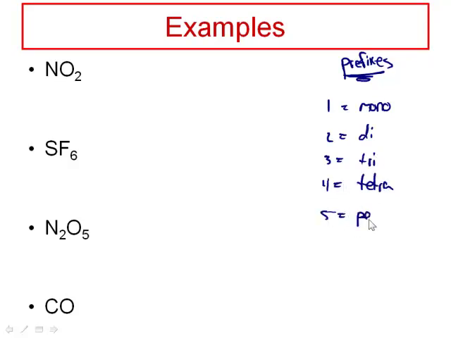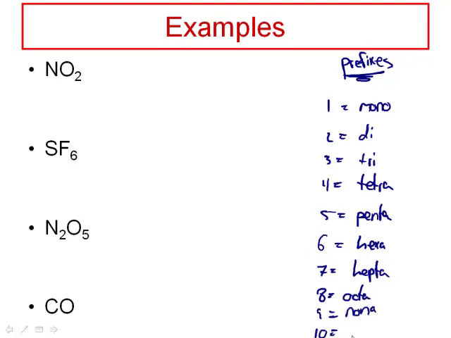5 is penta. 6 is hexa. 7 is hepta. 8 is octa. 9 is nona. And 10 is deca. Okay? And you probably won't need to know anything beyond 10. Okay, so there we go. Let's name these turkeys. Okay, so here we go.